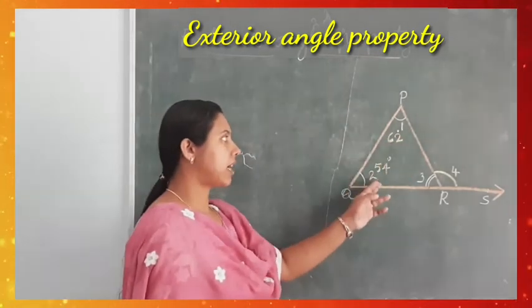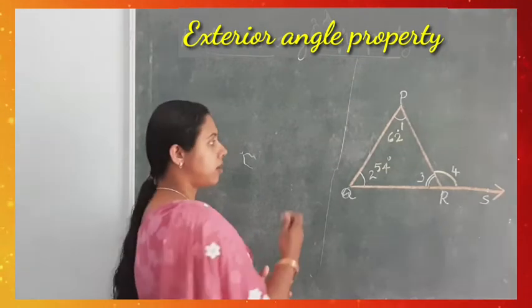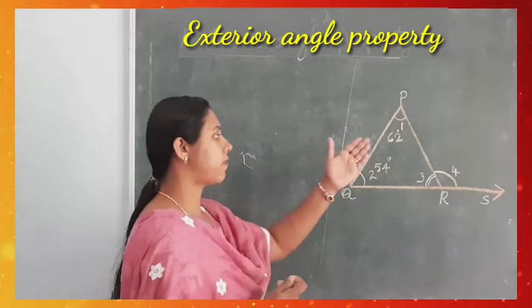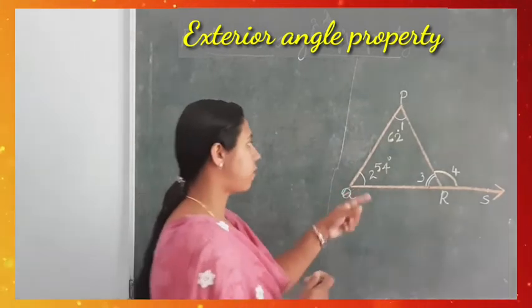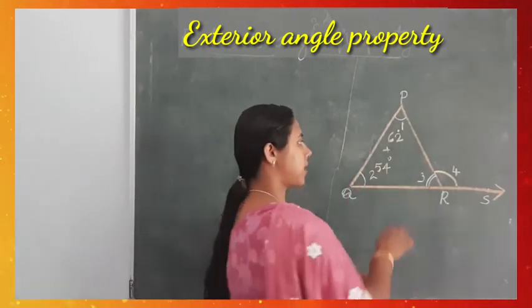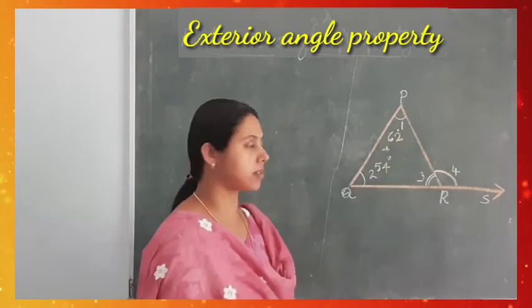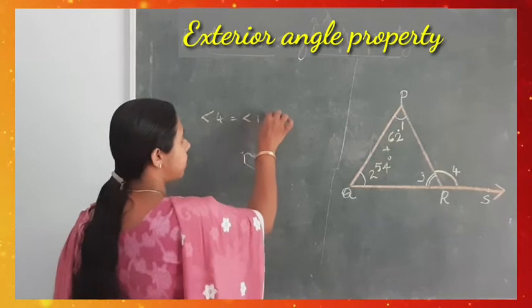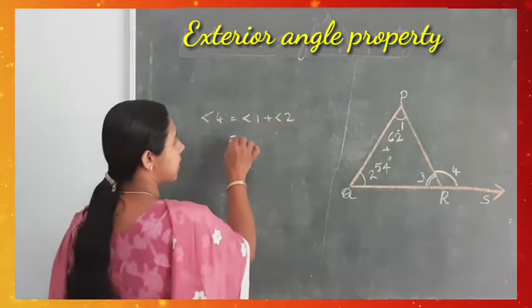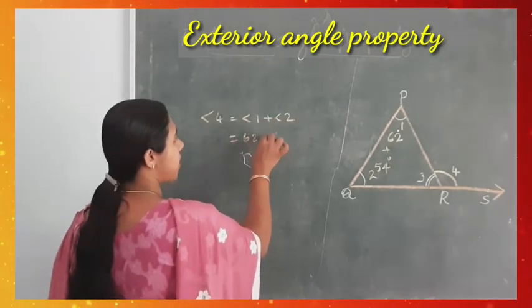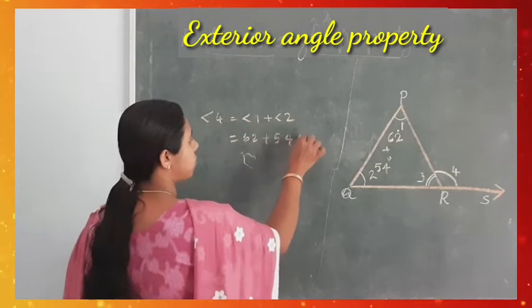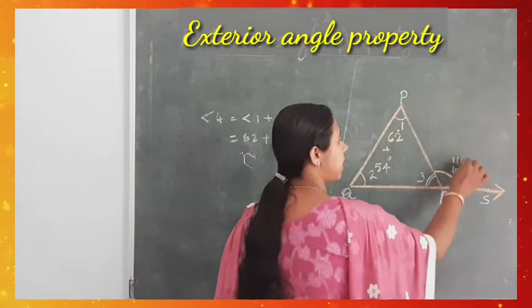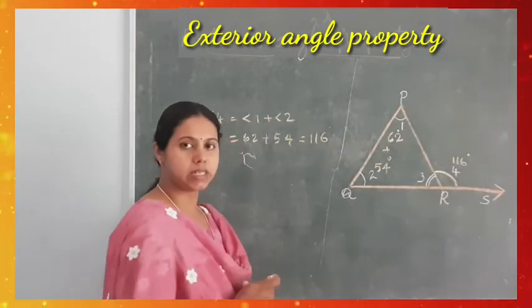Two interior angles of the triangle are given, and they are just opposite the exterior angle. So, using the theorem we can find angle 4. Here angle 4 is equal to the sum of the interior opposite angles. We know that angle 4 is equal to angle 1 plus angle 2. That means 62 plus 54, which is equal to 116 degrees. So, angle 4 is equal to 116 degrees.